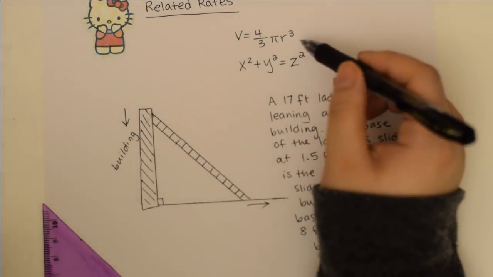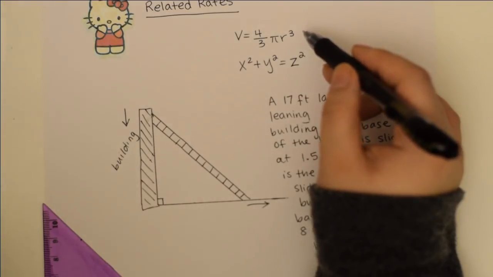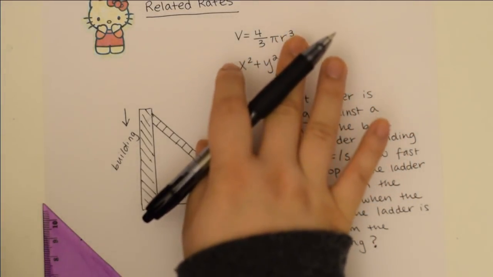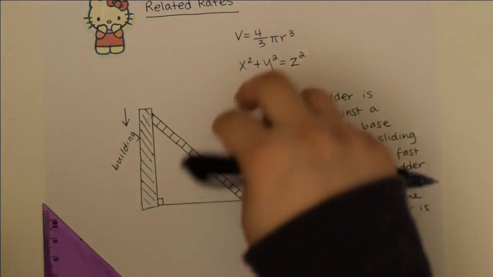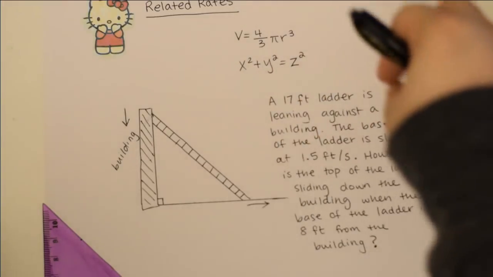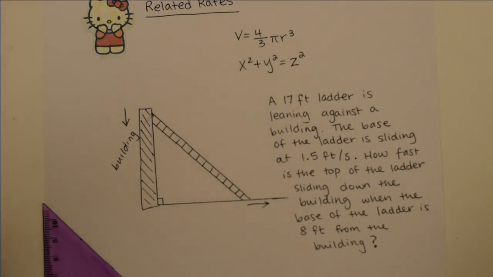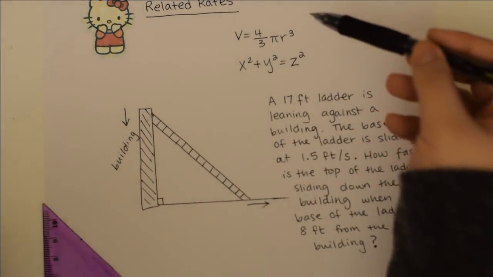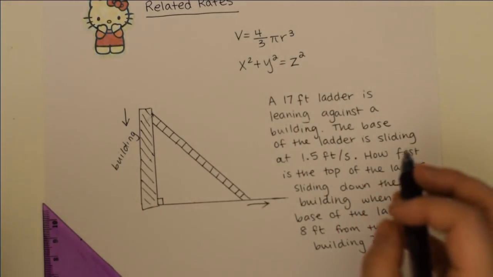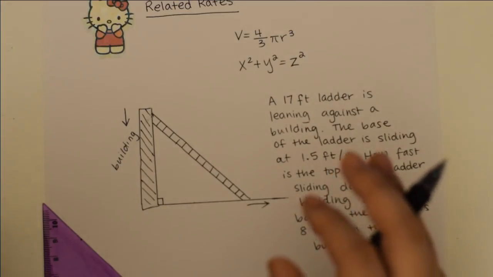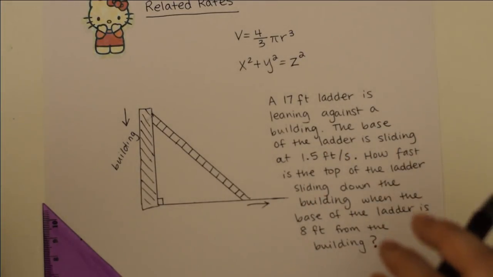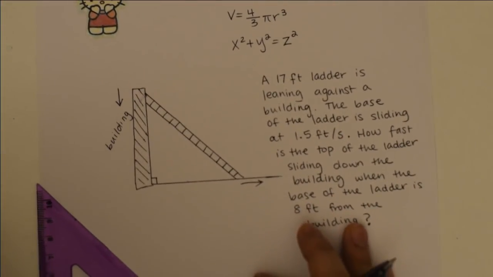Rates are usually with respect to some variable that is not one of these two, or three, or however many. Typically it is going to be time, especially in these word problems, but if you have a different type of question, then adjust as needed.